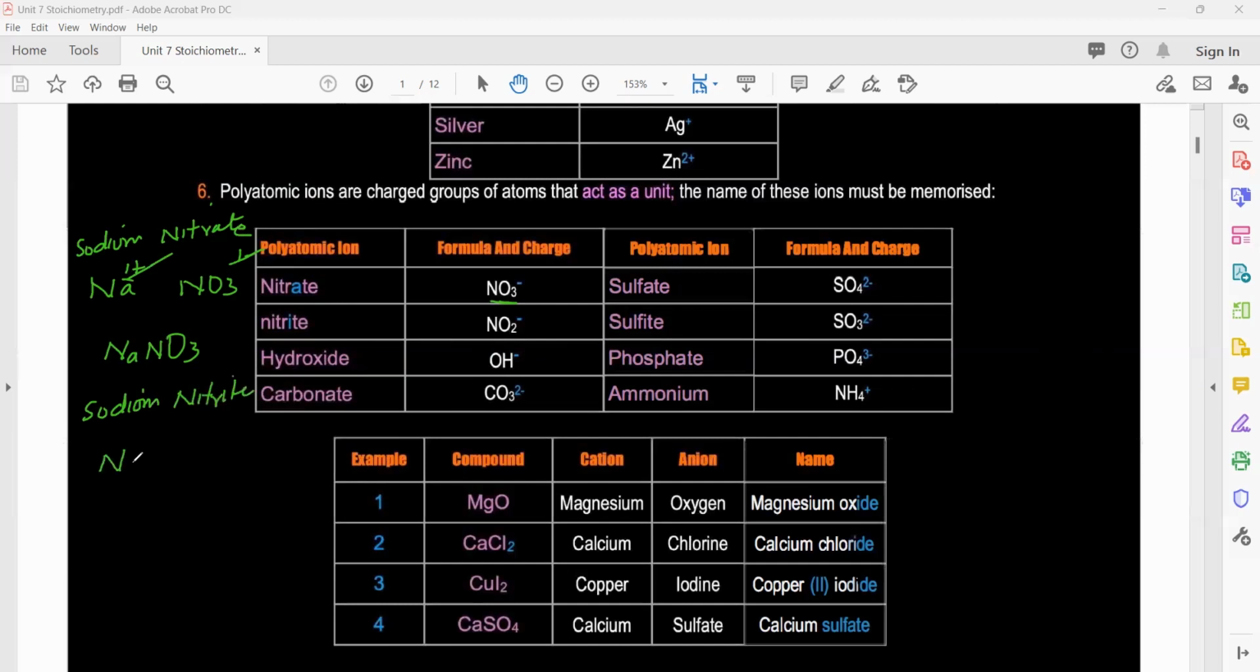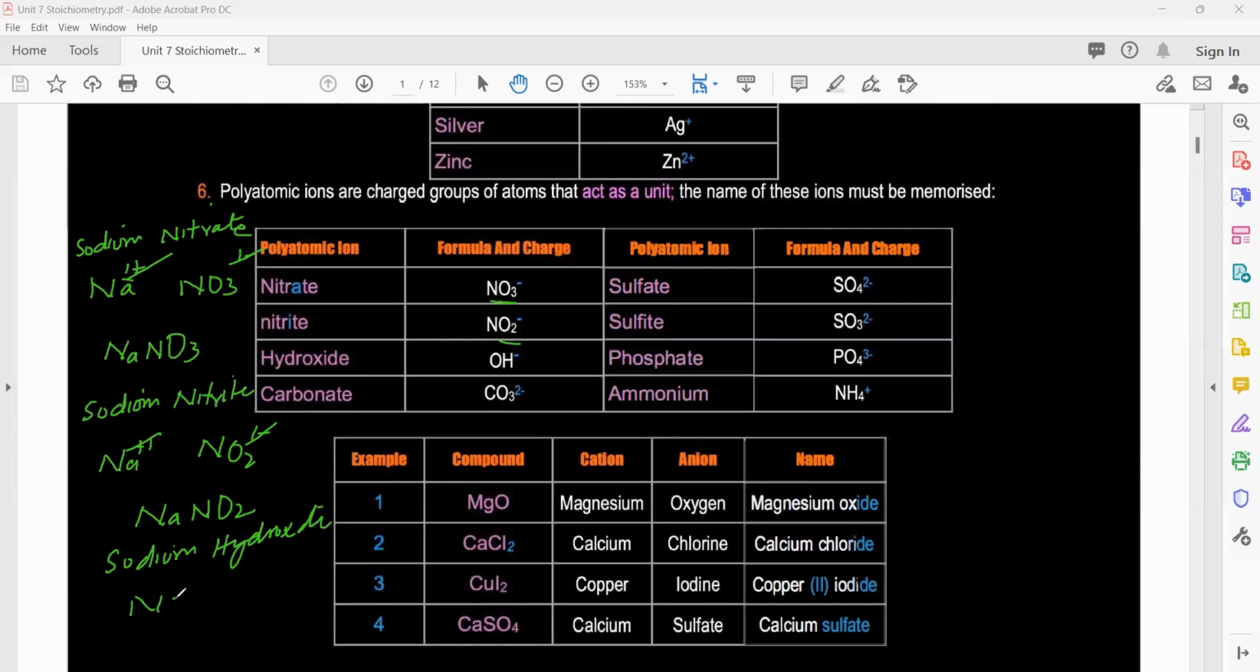What is sodium? Na plus 1. Nitrite is NO2 1 minus. So again they are the same, plus and minus cancel. So the formula will be NaNO2. If I say write the formula of sodium hydroxide.